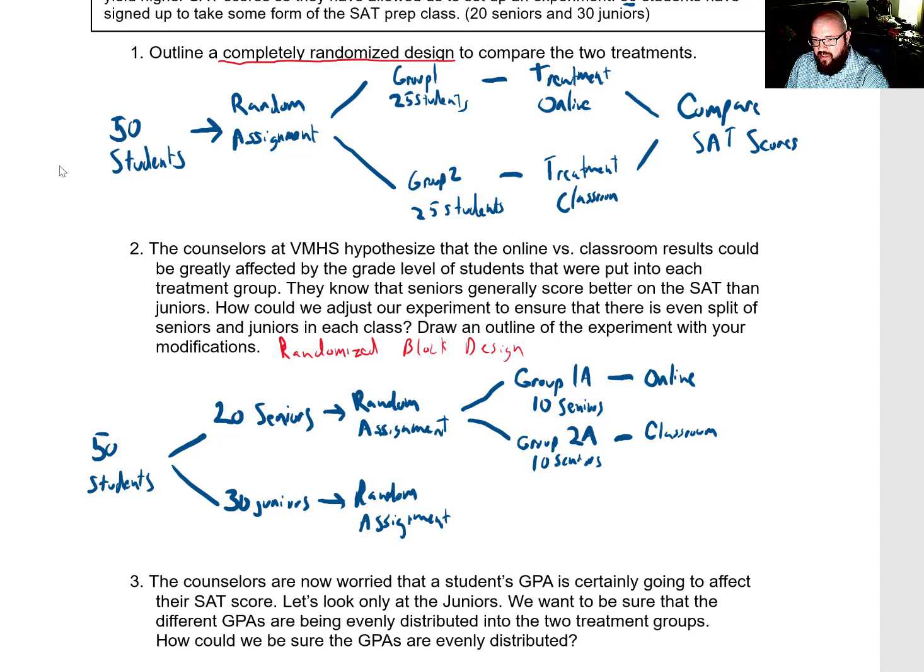Now, with the juniors, we're doing the same thing. We're going to set this up into 2 groups. So I'm going to say group 1B in this case, and we'll say that's 15 juniors. And then we'll say group 2B is the other 15 juniors. Okay, so then we're going to give them their treatments as well. And since group 1A is online, group 1B is online. And group 2B is classroom.